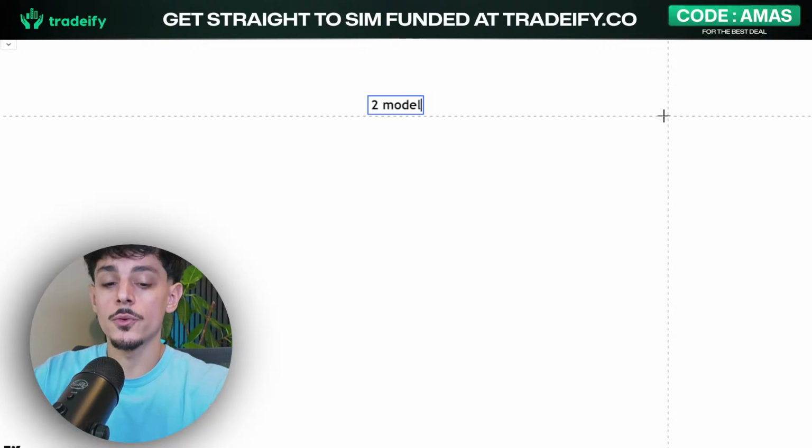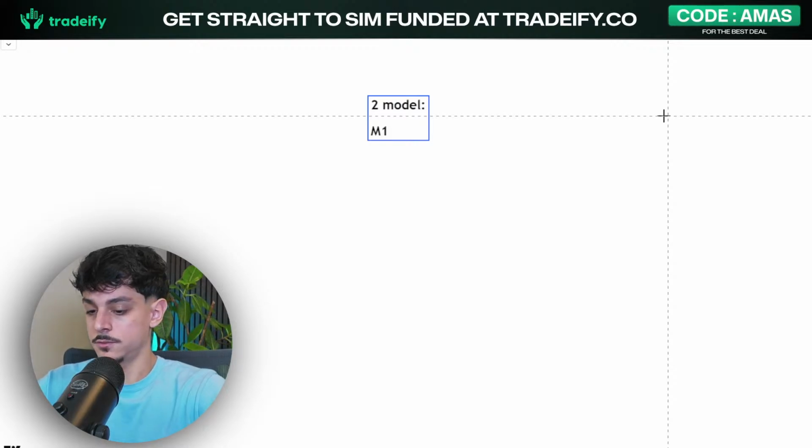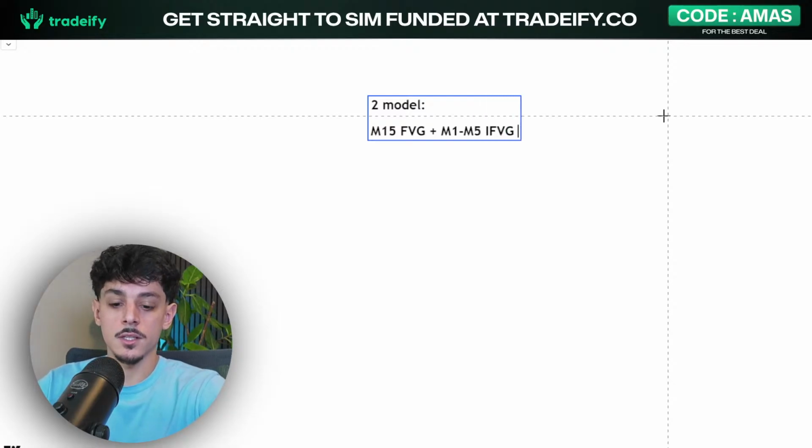So two models you can use. First model being M15 fair value gap plus M1 to M5. So M1, M2, M3, or M5 IFVG. That's called a reversal play.